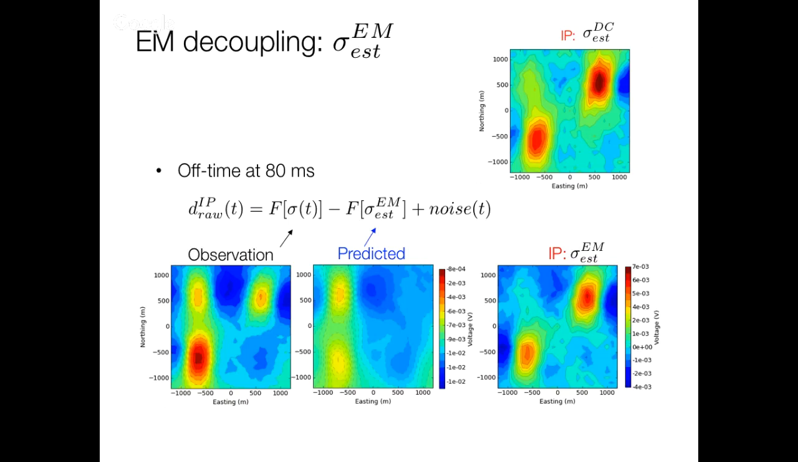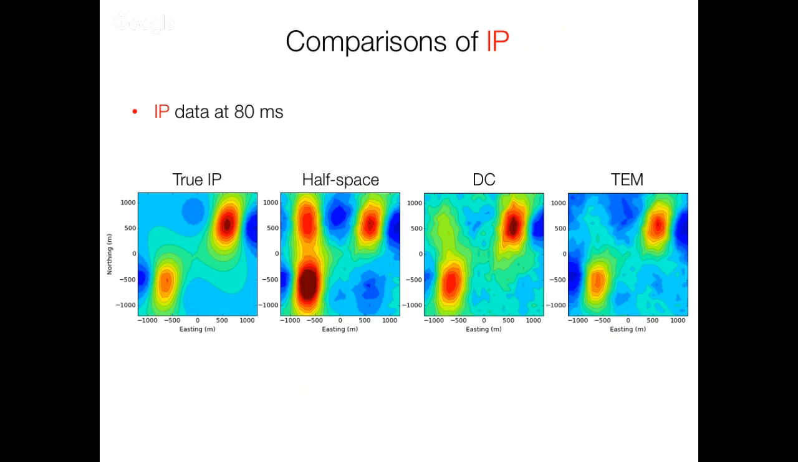now, here's our predicted data with that conductivity, and we subtract that from the observations, we get this. So this has cleaned up that anomalous target here really pretty nicely. And if we compare that with the DC value, we can see that there are some differences. So if we look at the comparisons for getting the IP data, here is the true. Here's the half space, here's the DC resistivity, and here's the time domain EM.